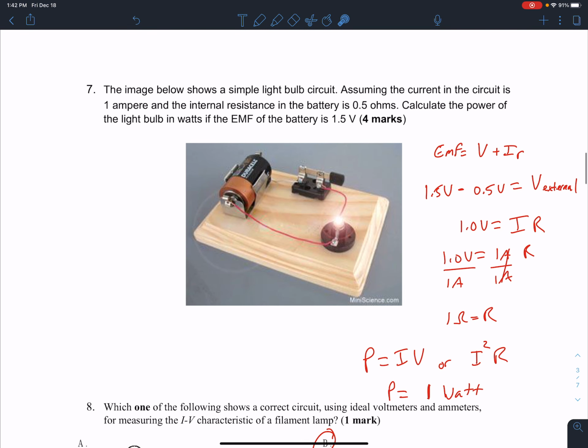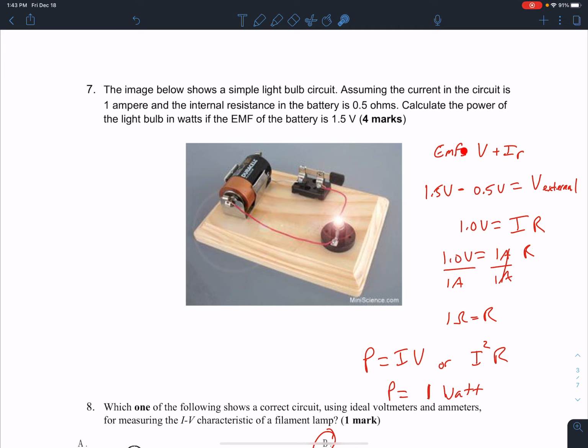Okay, here is a really basic circuit, and I was trying to get you to calculate the power of that bulb, but I tricked you guys a little bit by giving you internal resistance in the battery. So you were given the EMF of the battery, you were given the internal resistance of the battery, and they're asking you to calculate the power. So this required that you understood this formula and you understood these formulas.